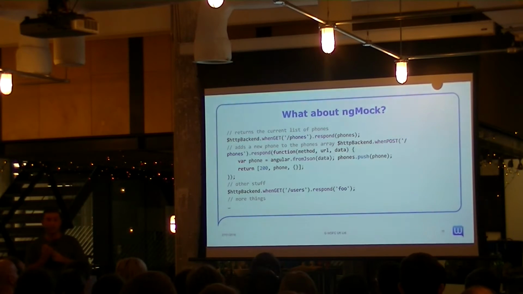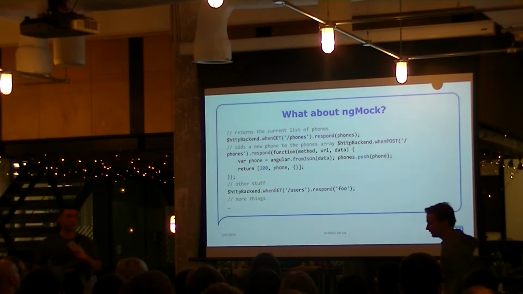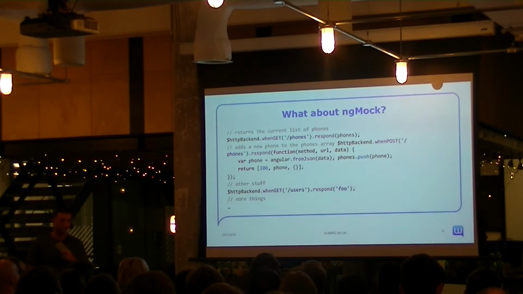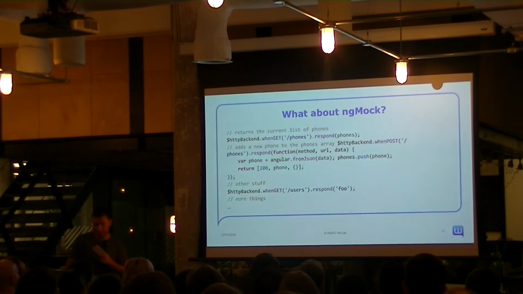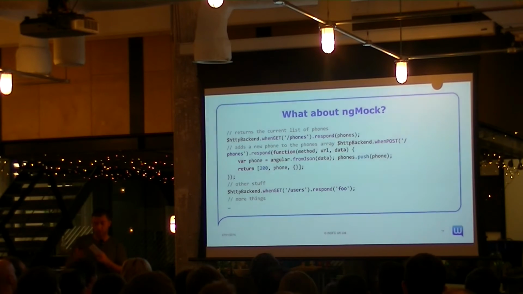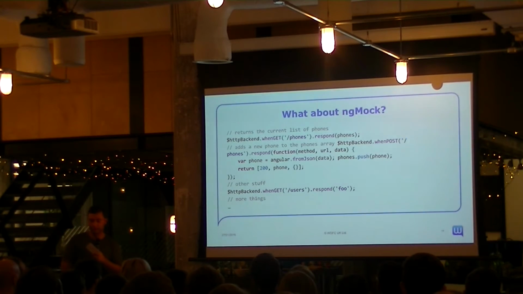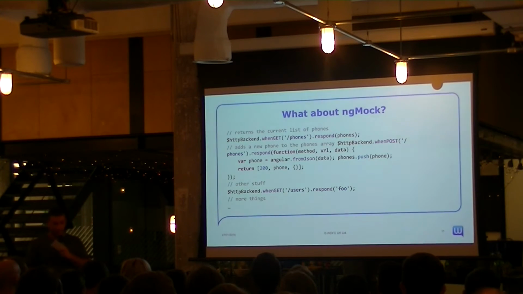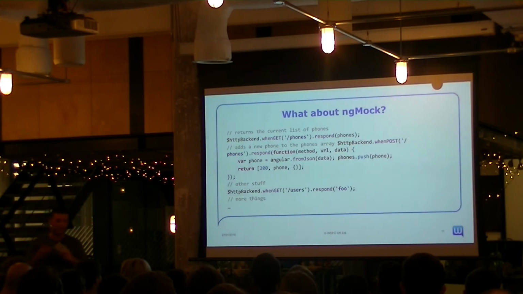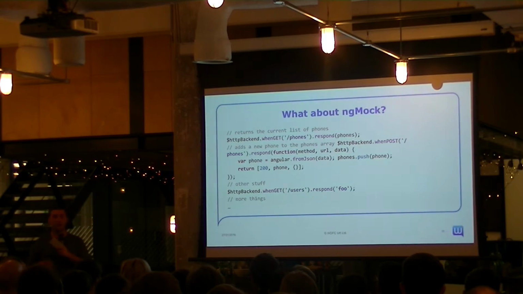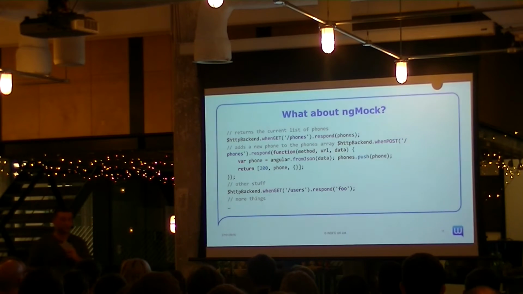So if you mock your backend, the sort of standard approach when you start doing Angular is to use ngMock. So in this example, we've got a simple thing which says when you do a GET request on phones, you're going to return 200 and some data. If you do a GET request on users, returns food, etc. Now, if you start to scale this application, adding more and more of these things into this file is just going to become messy. It's going to become hard to read, it's going to become hard to maintain.